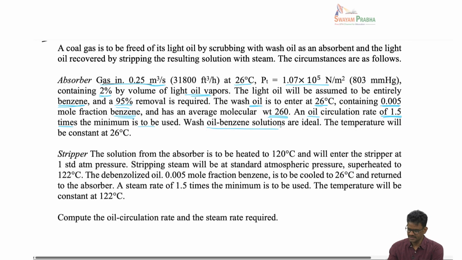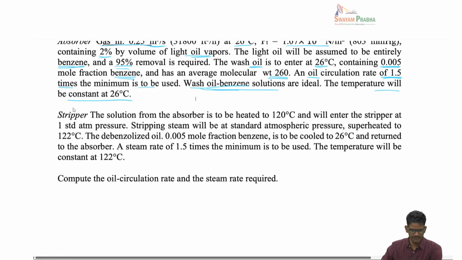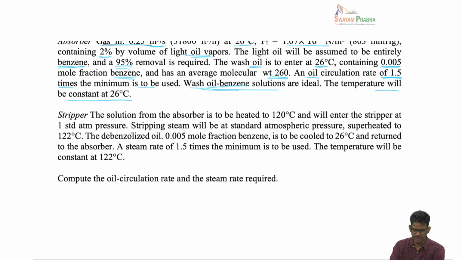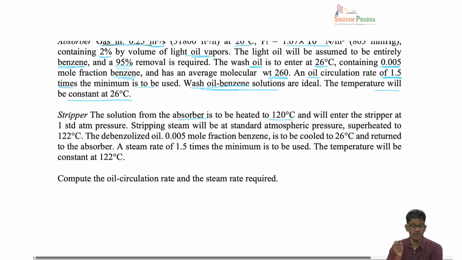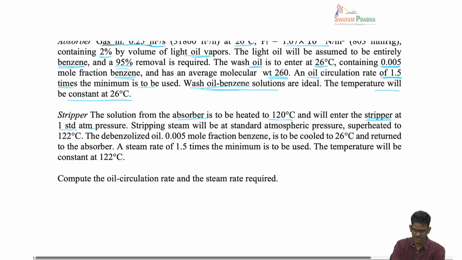And then the wash oil is ideal, and the temperature will be constant at 26. The wash oil benzene solution being ideal is an indication that you can use Raoult's law for the equilibrium data. That's not given here. The second part of the problem is that the wash oil solution coming from the absorber is heated to 120 degrees Celsius. Here we are actually playing with the solubility data. By increasing the temperature to 120, we are changing the equilibrium behavior of the solute in the liquid, and then this will enter the stripper at a certain temperature and pressure.